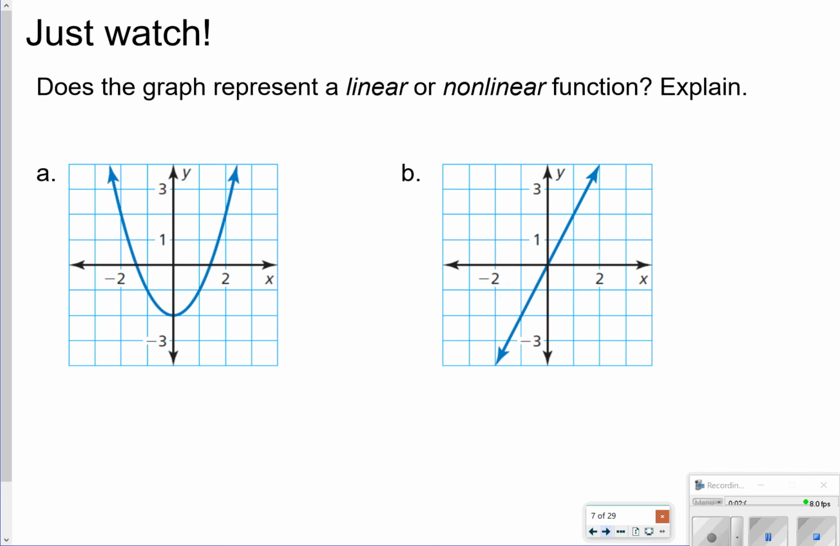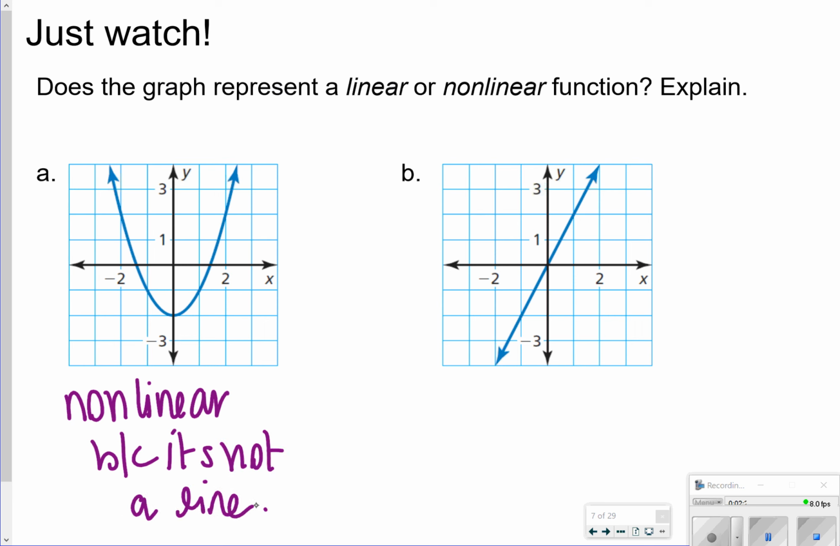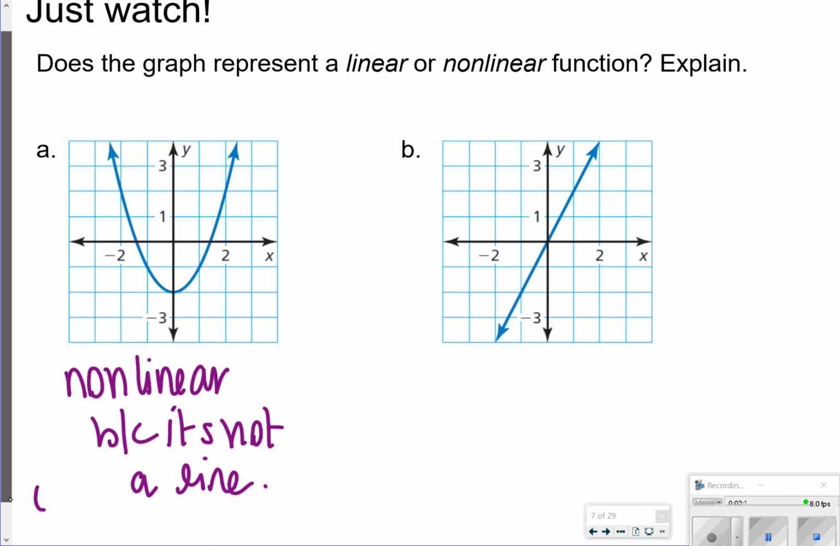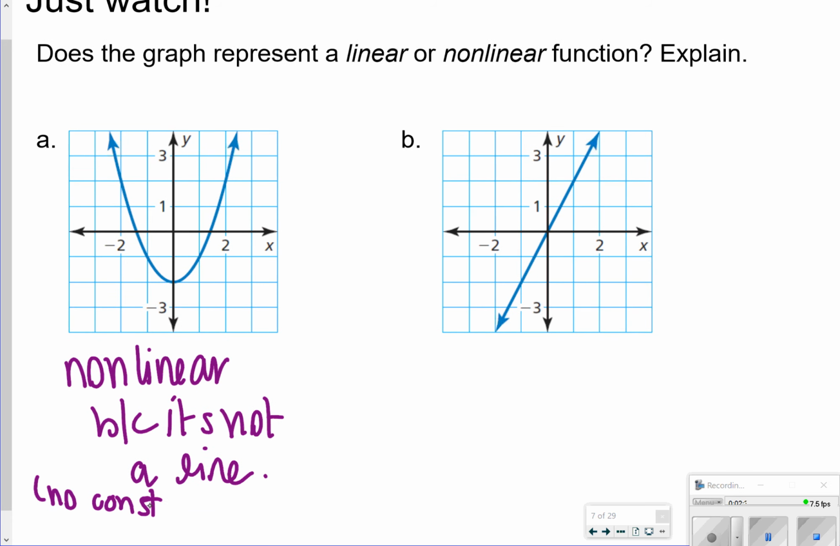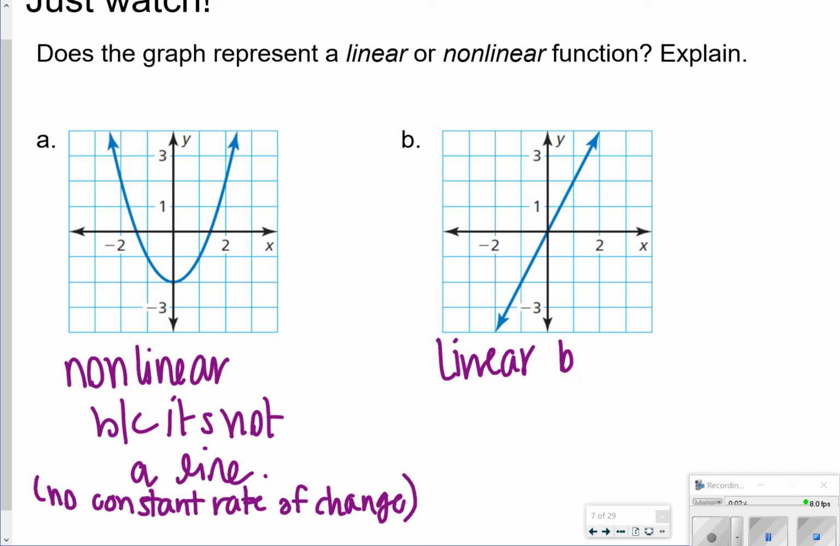Alright, so what we're going to do here is just identify which ones are linear function and which ones are not. Okay, so just keep in mind linear functions have to have a line. So in letter A, we're going to call this one non-linear because it's not a line. And that means there's no constant rate of change. However, letter B is a line, so that one would be linear because it is a line, which means there is a constant rate of change.